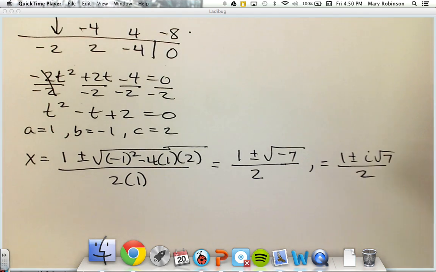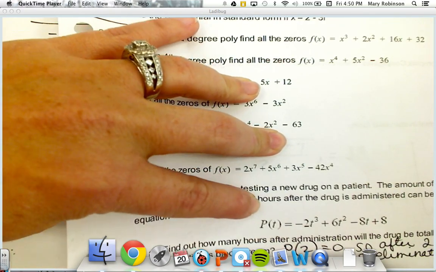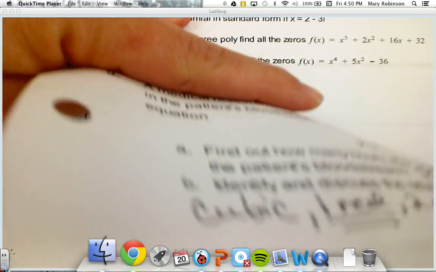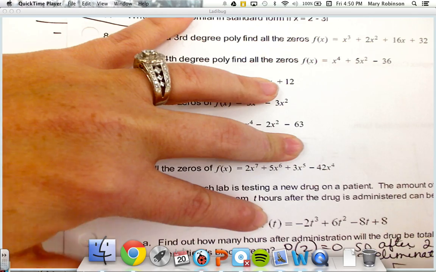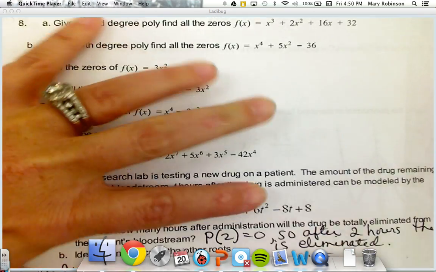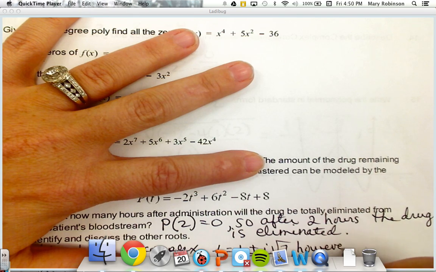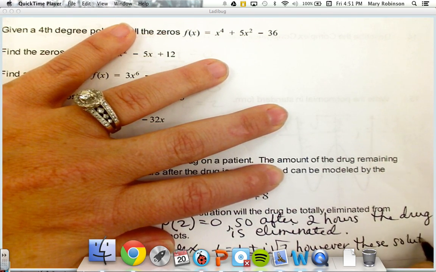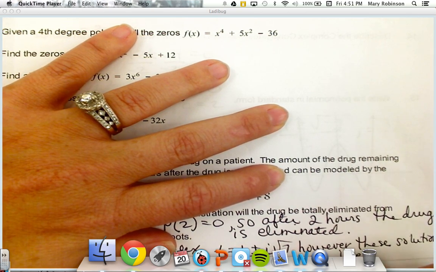So that means for 9b, I'd want you to say, and we'll put up here t. T equals 1 plus or minus i square root of 7 over 2. However, it is irrelevant. These solutions are irrelevant.